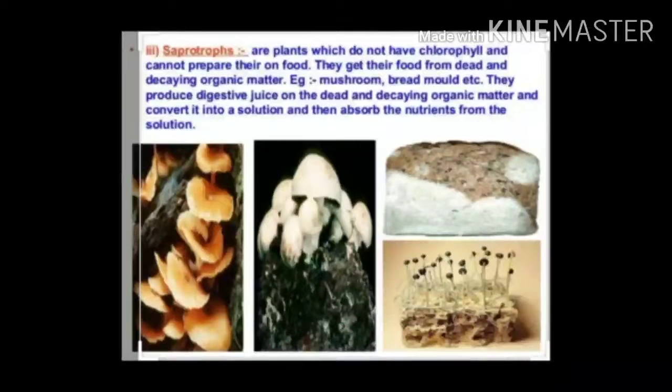Now, saprophytic nutrition. The plants which derive their food from the dead and decaying organic matter are called saprophytes or saprophytic plants or saprotrophs. The mode of nutrition in plants such as fungi, for example bread mold, mushrooms, and some bacteria, for example Lactobacillus, Acetobacter, is saprophytic because they derive their food from the dead and decaying organic matter. Saprotrophs secrete digestive juices on the dead and decaying matter and convert them into a solution. Then they absorb the nutrients from it.